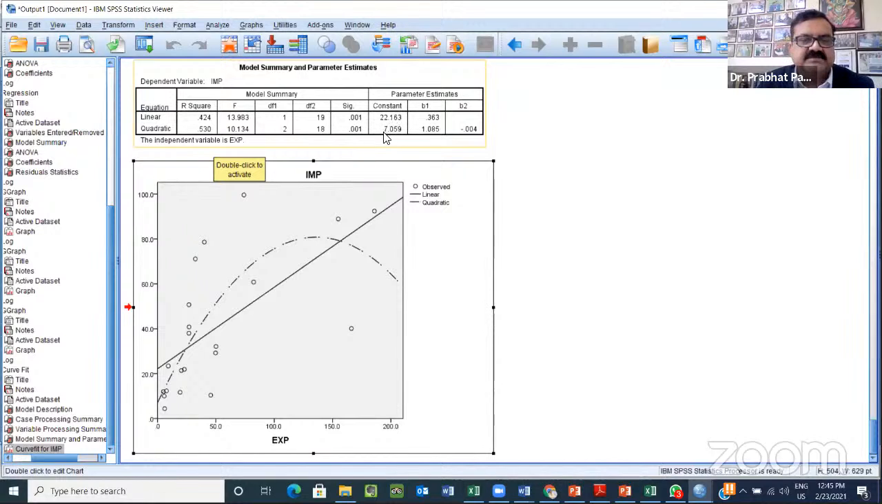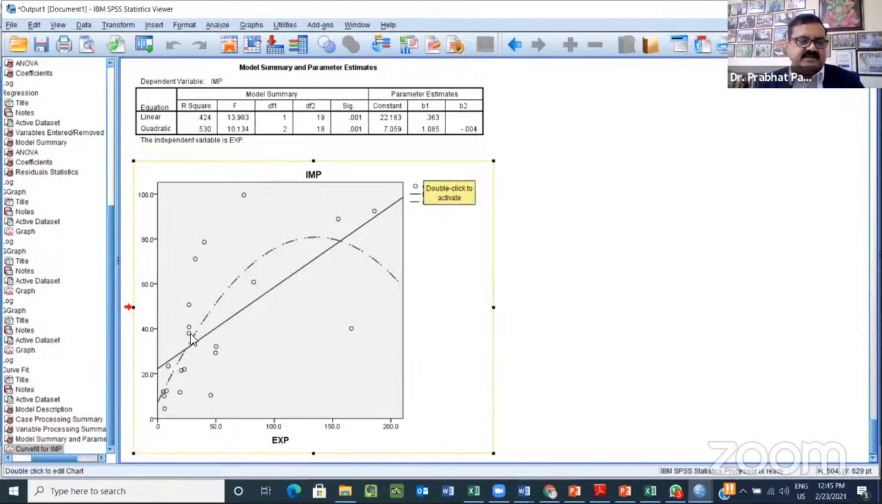And the constant value is 7.059, and the beta 1 value is 1.085, and the beta 2 value, because it has got two betas, is minus 0.004. As we have already seen in the quadratic equation, if you see it here in the graph, it goes up, goes up, goes up, and it reaches the maximum over here. And then after that, it starts falling down.